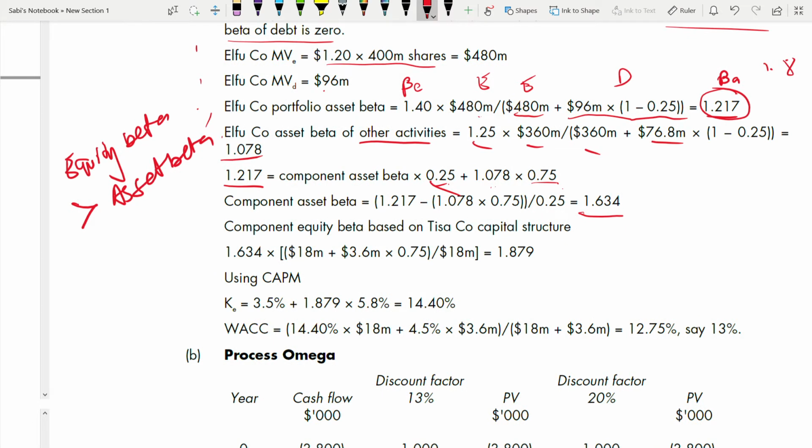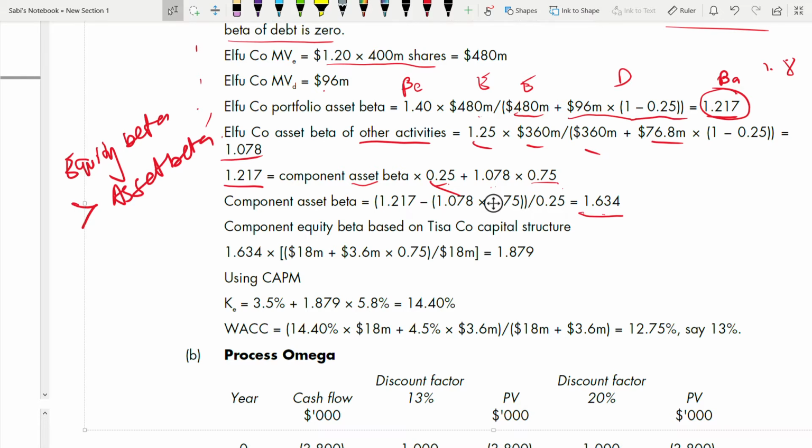Why? Because for finding the asset beta, you need the equity. Only the equity part you need, the proportion of equity. You don't need your debt here. You need a proportion of equity, right? So that's how you get this, and then by changing you get this asset beta.